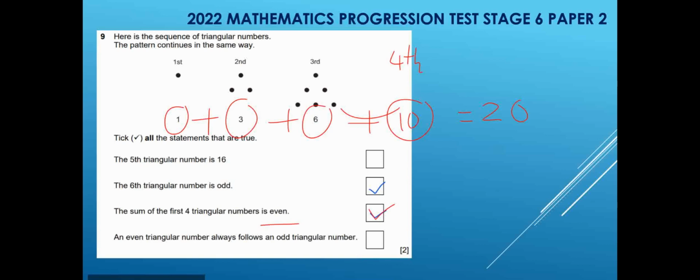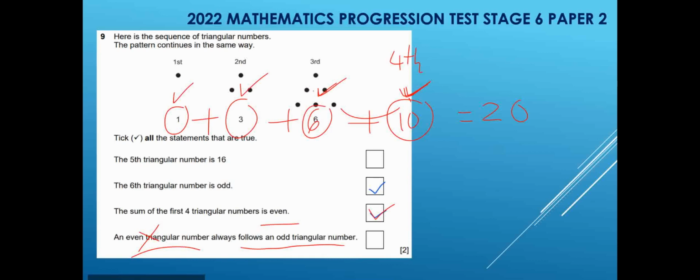An even triangular number always follows an odd triangular number. So this is odd, odd, even, even. So an even always follows an odd. That is not true, as 10 is not following an odd number, 6 is even. So even does not always follow odd, but 10 following 6 here is even. So this statement is wrong.